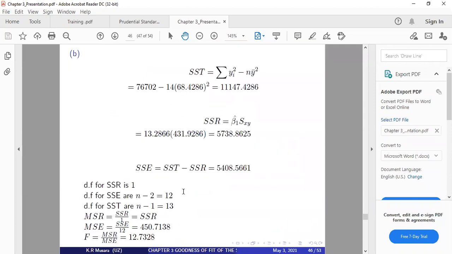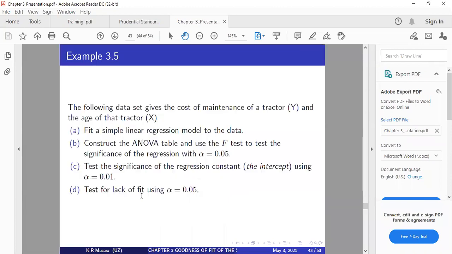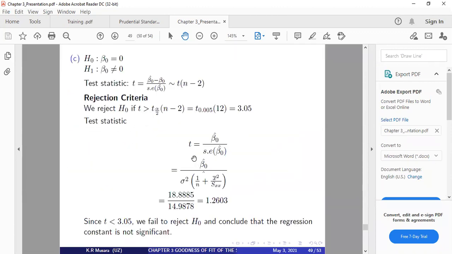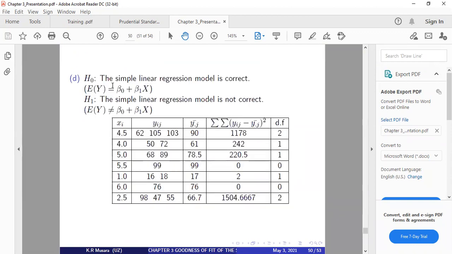Now, let's look at the other question. It says, test for lack of fit using alpha equal to 0.05. So what you need to do is to state the hypothesis again. What is your hypothesis? The simple linear regression model is correct. Usually when modeling the linear regression model, you're modeling the mean of the response variable or the dependent variable. That's why they're putting expectation of what? Of y. So if it's correct, the expectation of y is equal to beta naught plus beta 1x. If it's not correct, the expectation of y is not equal to this.